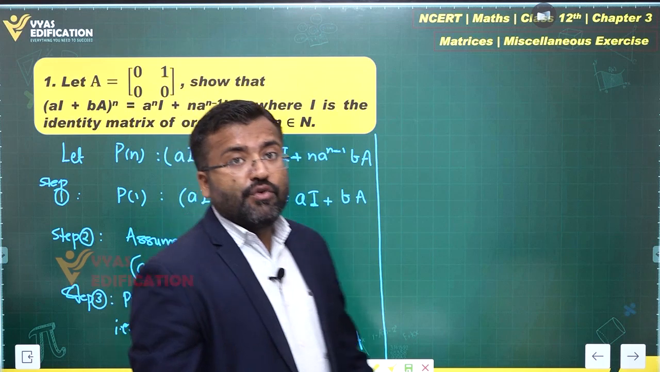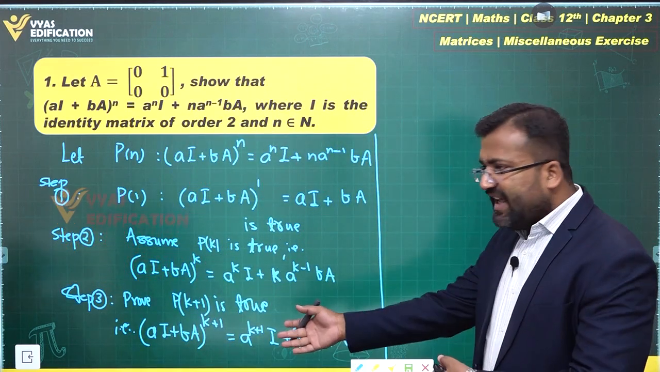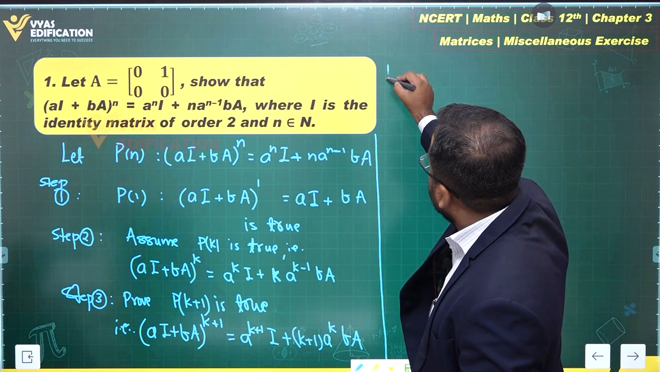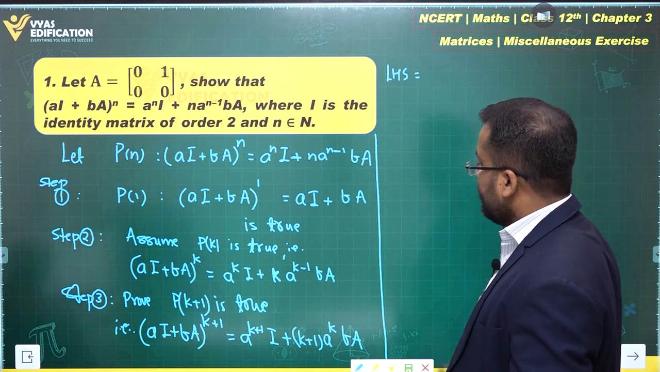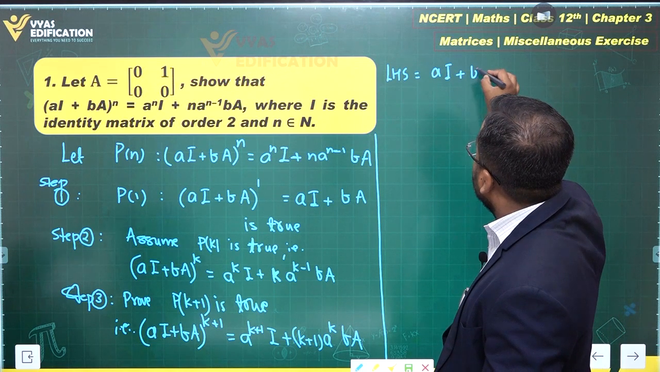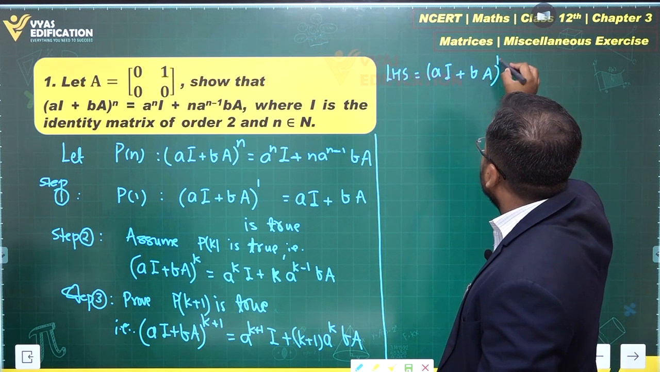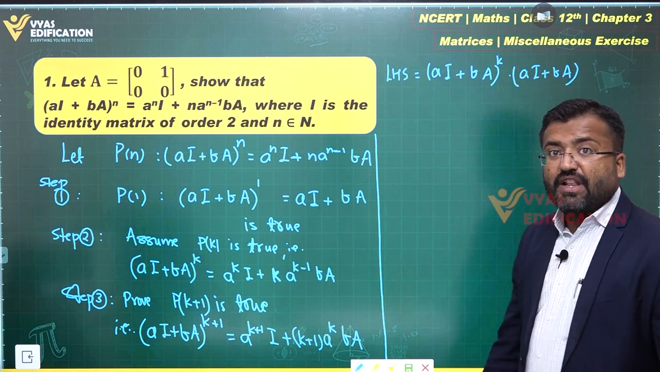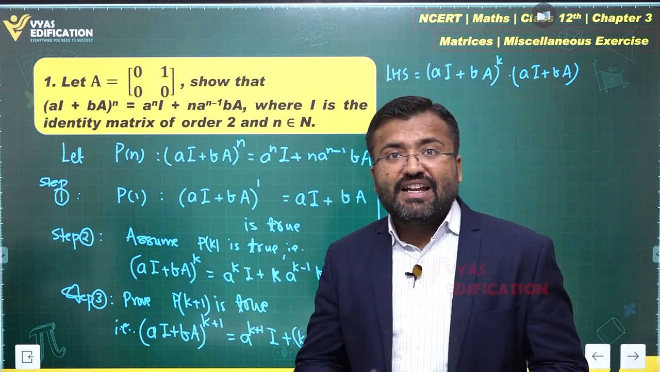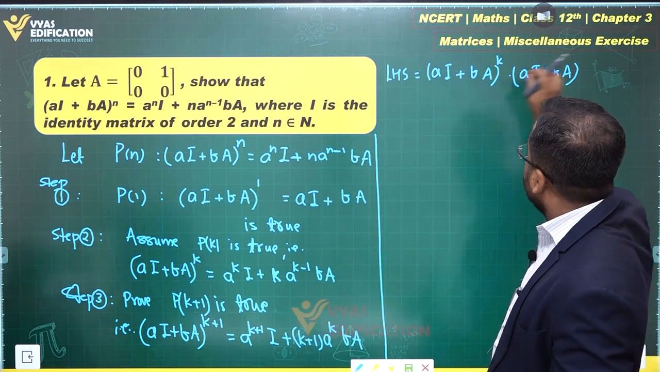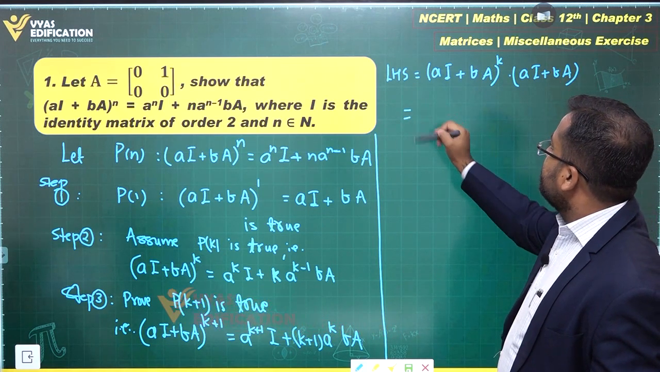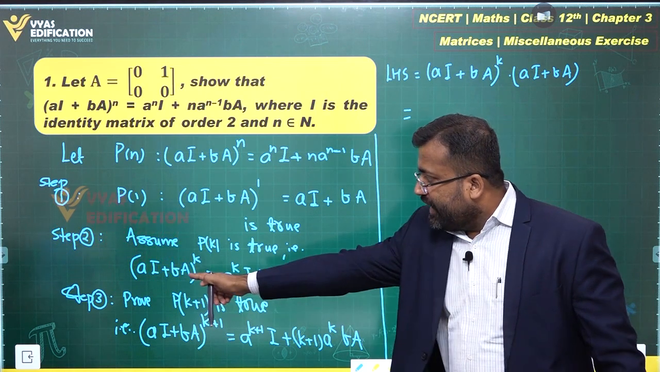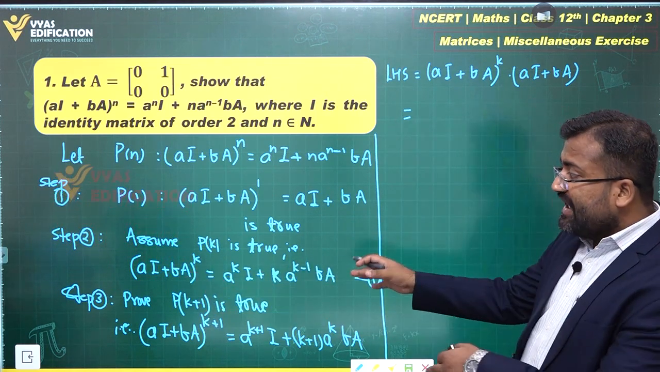For proving this statement, we can begin with the LHS. Our final focus should be on proving this. What is the LHS equal to? LHS is (Ai + Ba)^(k+1). Let's separate the power k+1 into power k times power 1. Now, this expression, (Ai + Ba)^k, is already known from here, since we have assumed that this is true.